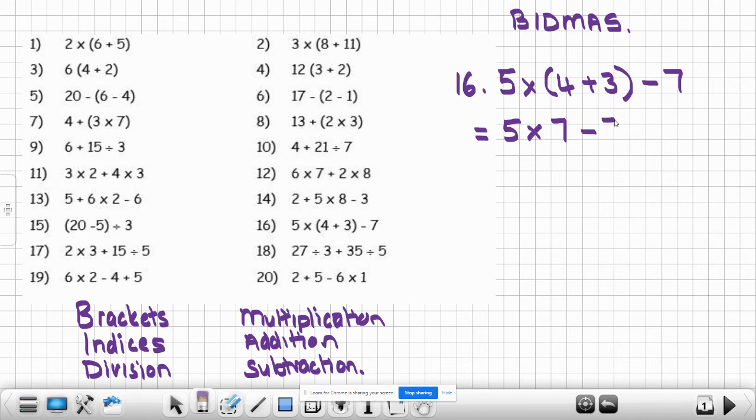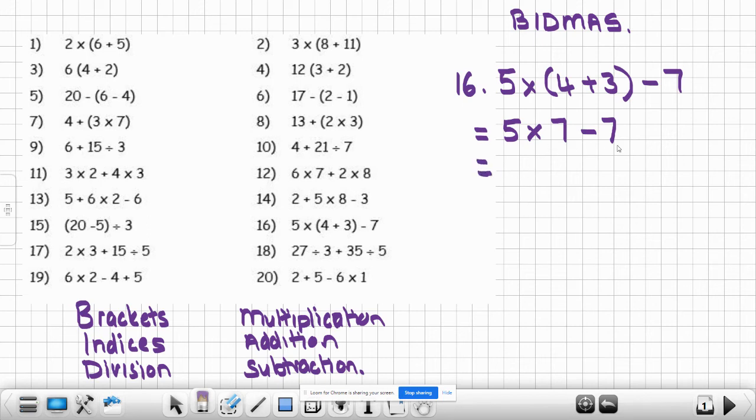So we can put that at the end. So all we've done at this first stage is worked out what's inside the brackets and then given that as part of the sum without the brackets. So we did 4 plus 3 is 7, so we can lose the brackets, and then we're left with 5 times 7 minus 7. Okay, let's take it to the next stage.